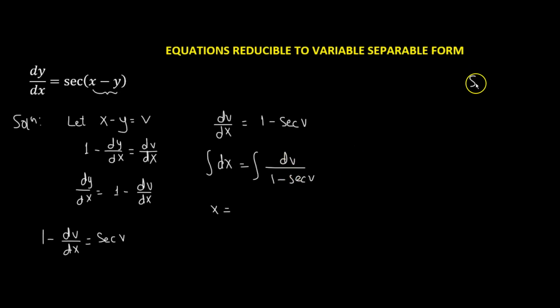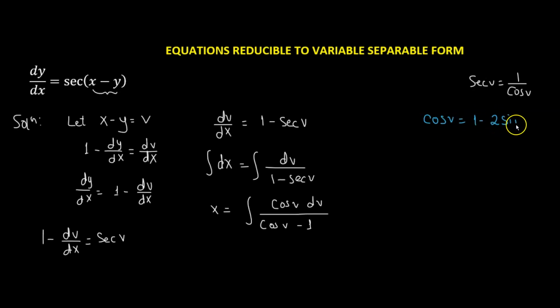We know that secant of v equals 1 over cosine of v. So we have the integration of cosine of v dv divided by cosine of v minus 1. Now, in order to solve this integral, we'll use the identity, which is also a half angle formula, cosine of v equals 1 minus 2 times sine squared v over 2. Simply, cosine of v minus 1 will be equal to negative 2 sine squared v over 2.